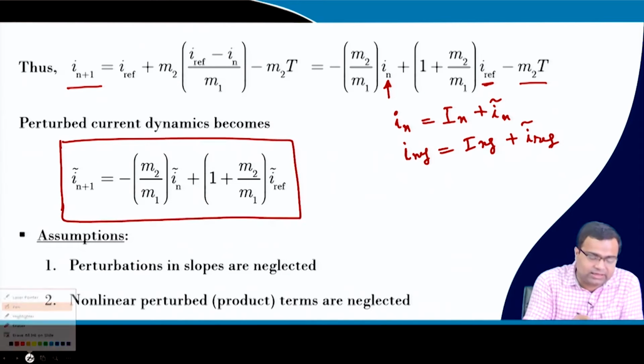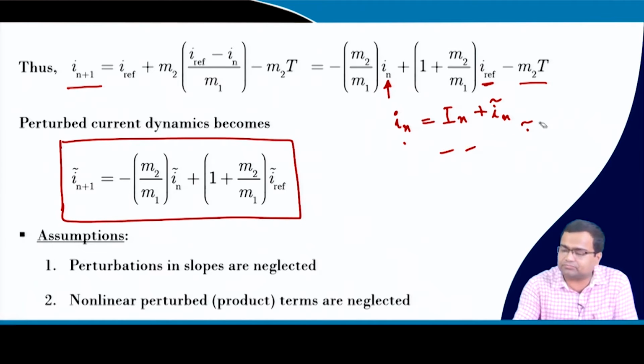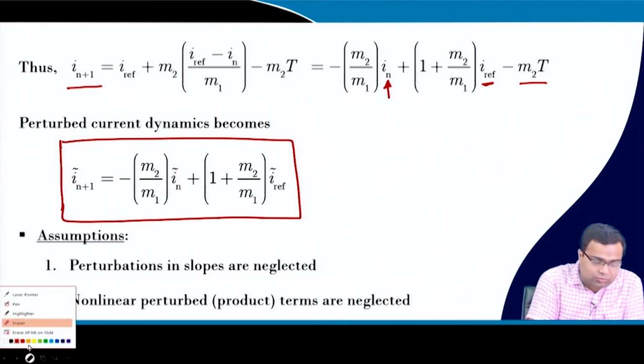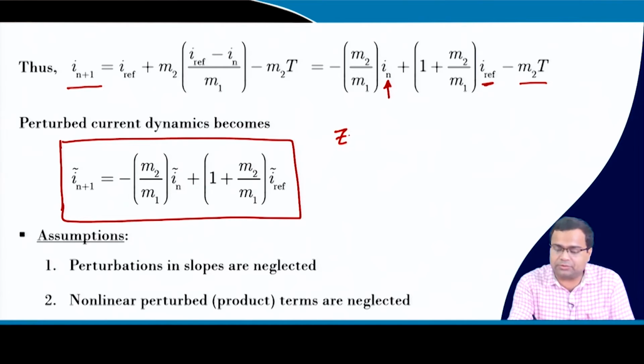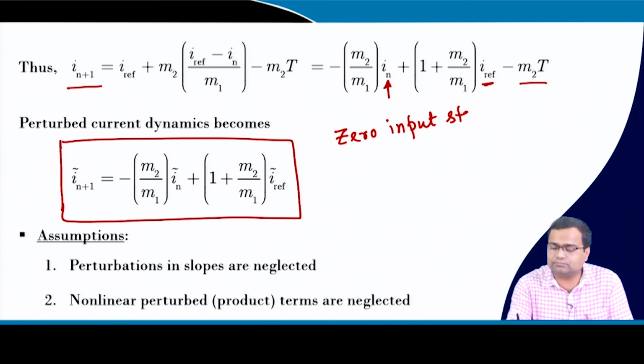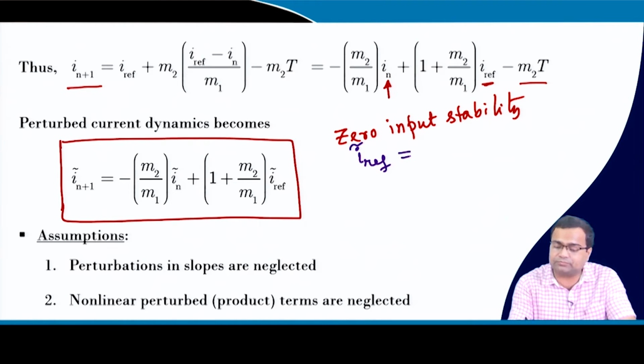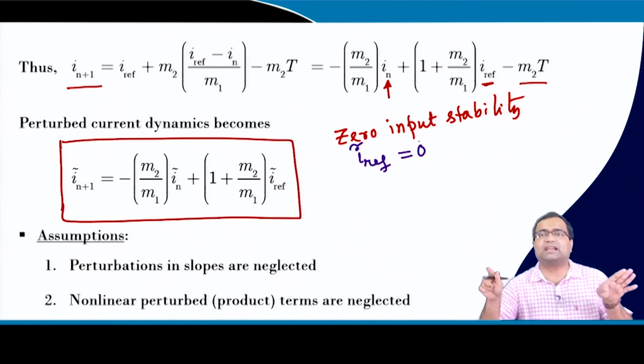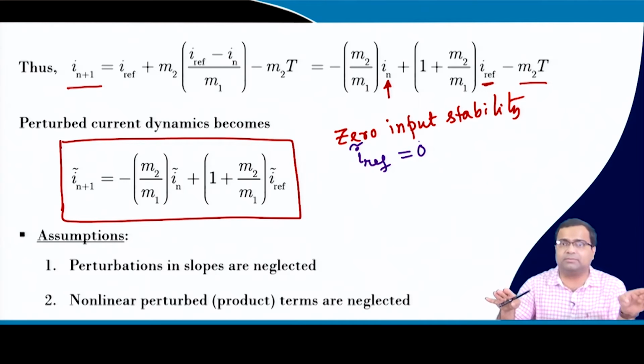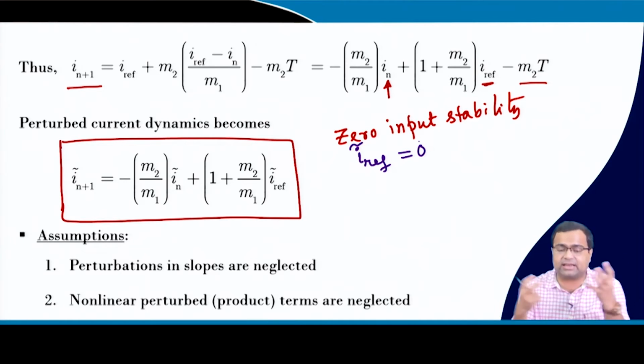Now you will find two things here. One is called zero input stability. What is that? Zero input stability means that the perturbation in the external input is set to 0. That means we are using a fixed current reference. The current reference is not perturbed, and there is no external excitation in the current reference. So it is a fixed current reference.